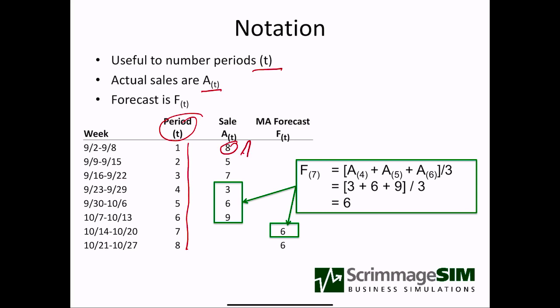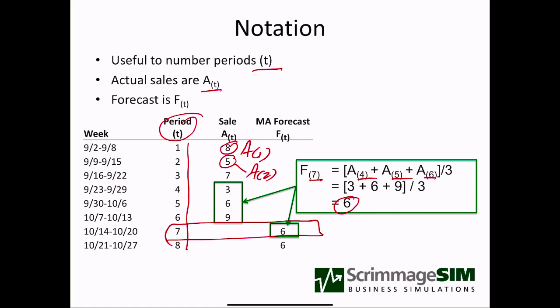So this 8 is A subscript 1. This 5 is A subscript 2, and so on. The forecast, for example, here we have forecast in period 7. If we're doing moving average, forecast in period 7, this value, is calculated by taking the actual values in periods 4, 5, and 6, adding them up, dividing by 3, and giving us our forecast value of 6.